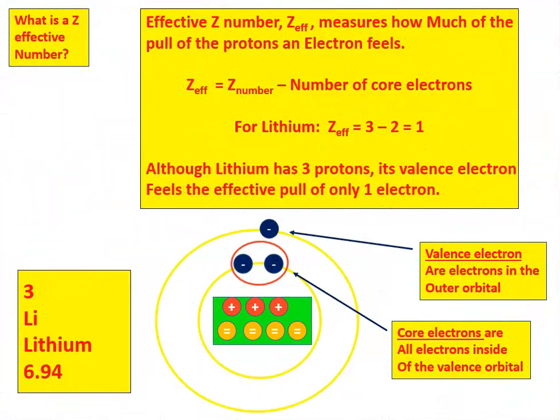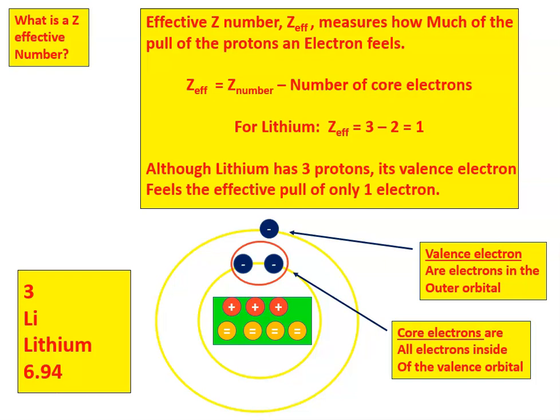Now, what is a Z effective number? Effective Z number, or Z subscript EFF, Z effective, measures how much of the pull of the protons an electron feels. So the Z effective number is a simple formula. You take the Z number and you subtract the number of core electrons. So what are core electrons? Core electrons are any electrons that are closer to the nucleus than the electron that you're interested in.